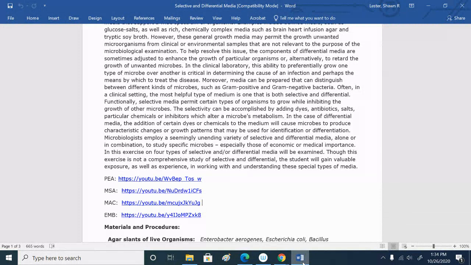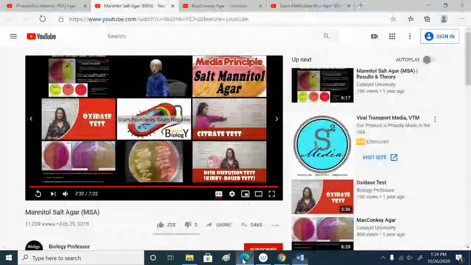So we'll look at MAC first. And so with MAC, again, it allows gram-negatives to grow and inhibits gram-positives. When it comes to lactose fermentation, the color is easy on MAC because your color is either pink or not pink. If the growth is pink, it's positive for lactose fermentation. If the growth is not pink, it's negative for lactose fermentation. And it's usually just the regular color of the bacteria if it's not pink. So whatever color that is for the bacterial growth, but it's not pink. So let's watch a video on McConkey.